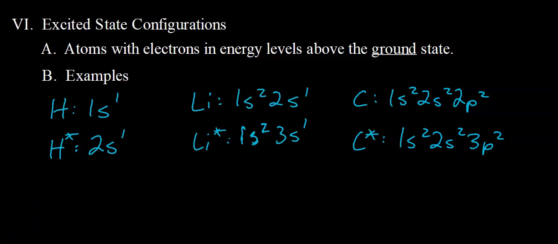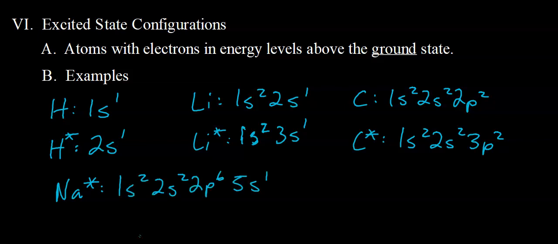Let's do one more. Go ahead and pause the video, give a possible excited state configuration for sodium. So maybe you got something like this. I just took the valence electron, which normally resides in the third energy level when sodium is in the ground state, and I bumped it up to the 5th energy level.